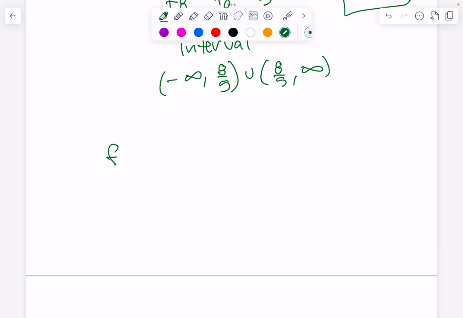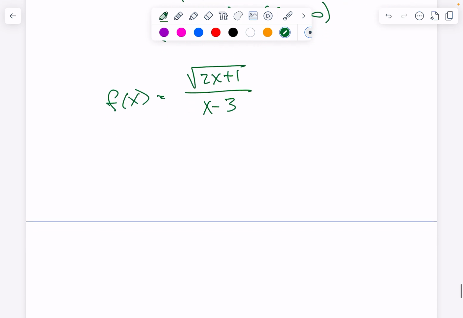So let's do another one. f of x equals root 2x plus 1 over x minus 3. Okay, so this is more complicated. We have more stuff going on, but I'm just going to break it down for now. The denominator cannot be 0, and the numerator, the radicand, has to be greater than or equal to 0.